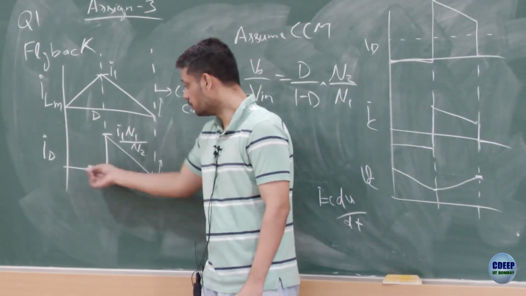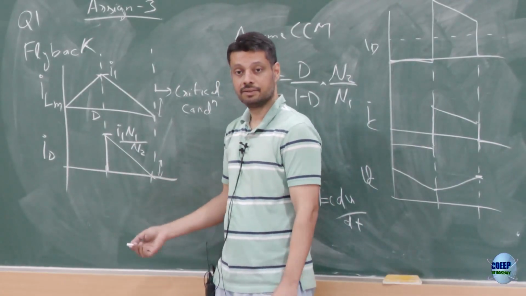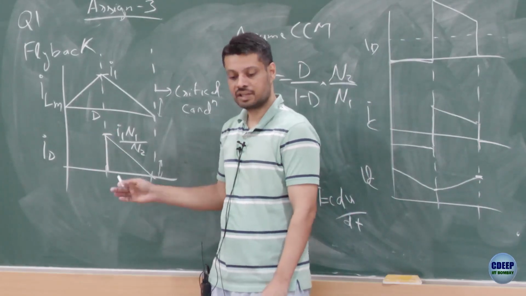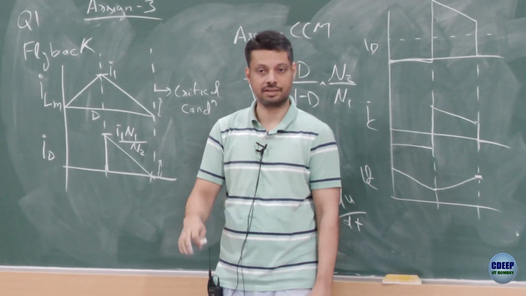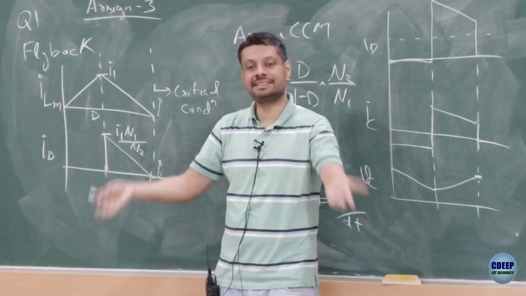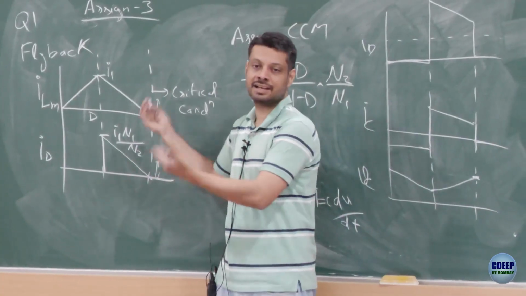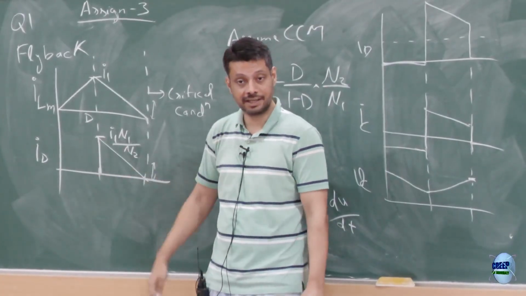No, average over full power cycle. Yeah. So average of ID will always be equal to average of load current. There is no question. We don't know the inductor current. So let's guess that it is operating in critical conduction mode. If it is in critical conduction mode, this is the average current of ID.